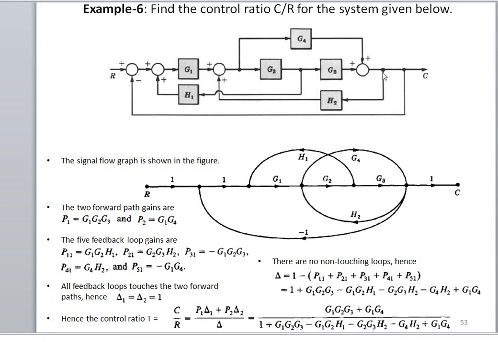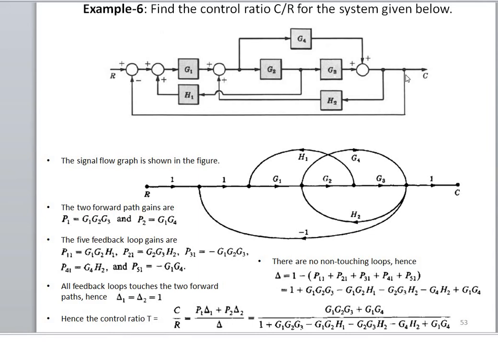Now if you check, there is another path coming, that is H2, in between G1 and G2. What is the node in between G1 and G2? That is this. From this node, corresponding to after the branch G3, there is a feedback path coming with a gain H2, and this is also a positive feedback. So this can be represented by H2, or plus H2, or simply H2.